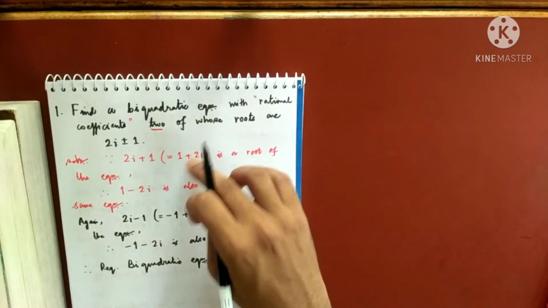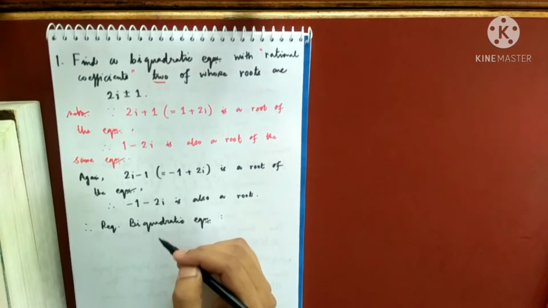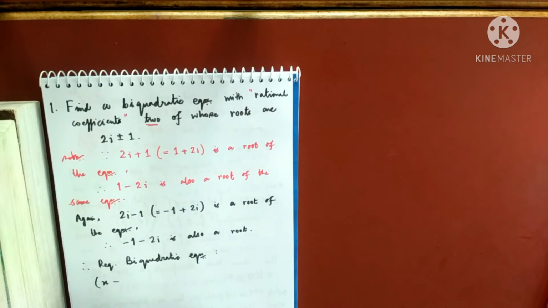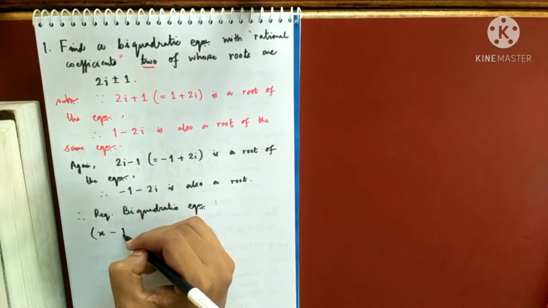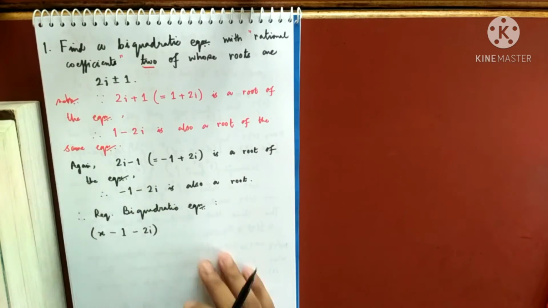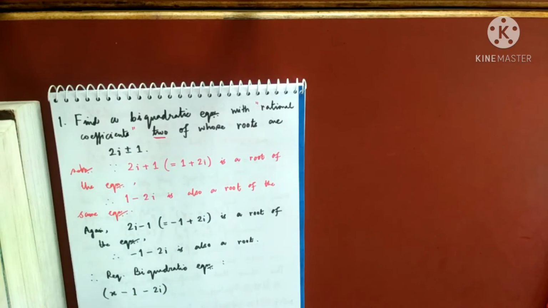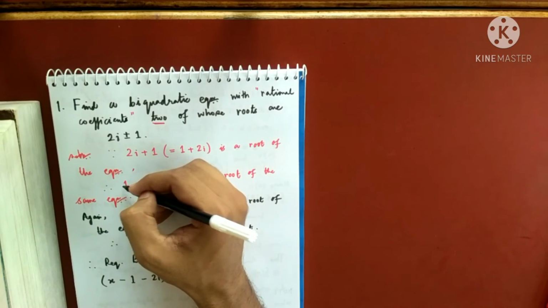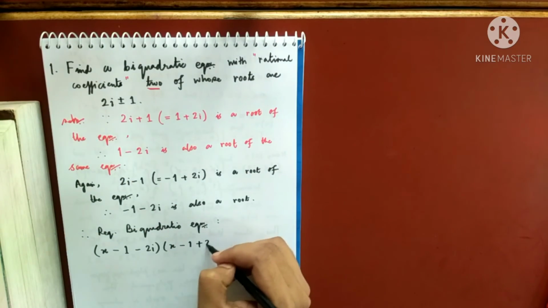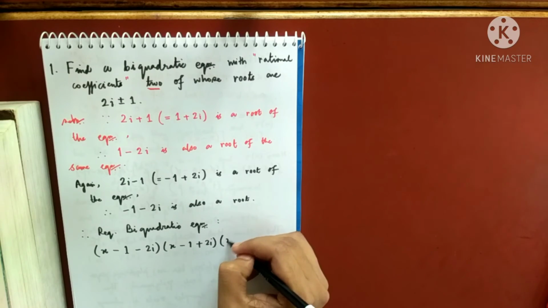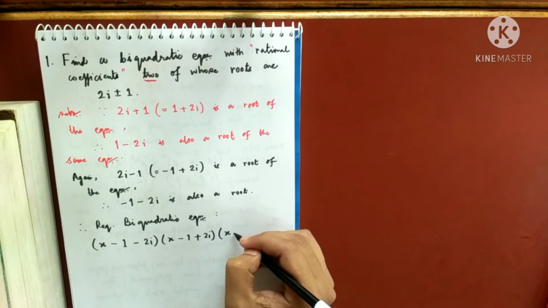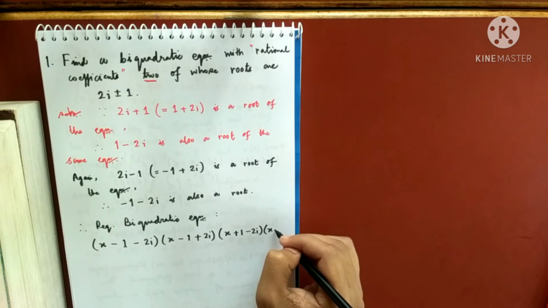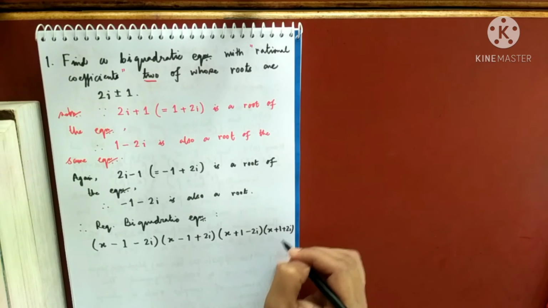So I know 4 roots: 1, 2, 3, 4. So the biquadratic will look like this, no? x minus the first root. What is the first root? 1 plus 2i. So let me open the bracket: x minus 1 minus 2i. Because this is a root, I may write x minus 1 plus 2i. Because the second one is also a root, x minus, this will become minus 1 plus 2i. So x plus 1 minus 2i. The third factor is x plus 1 minus 2i. And what is the last one? x plus 1 plus 2i. So this is my required biquadratic.